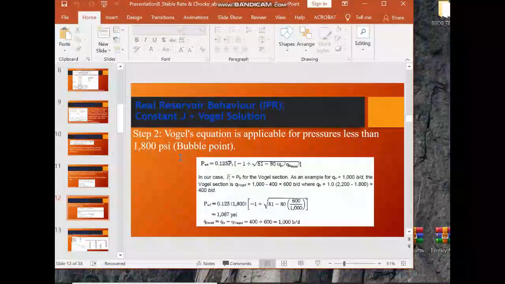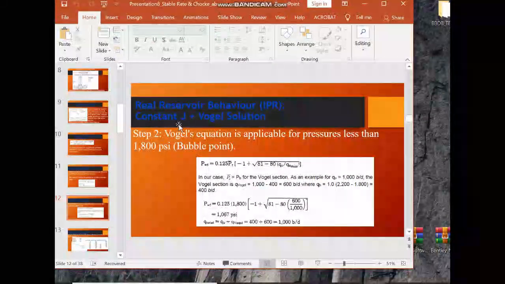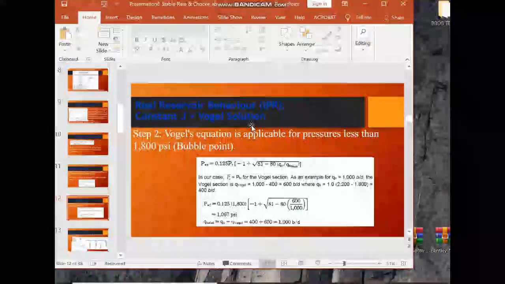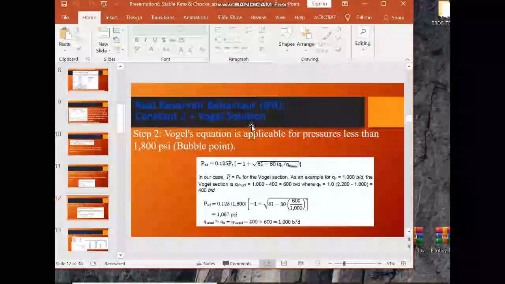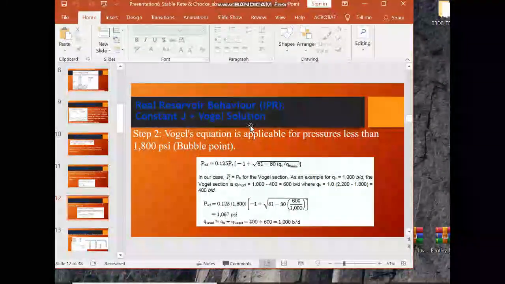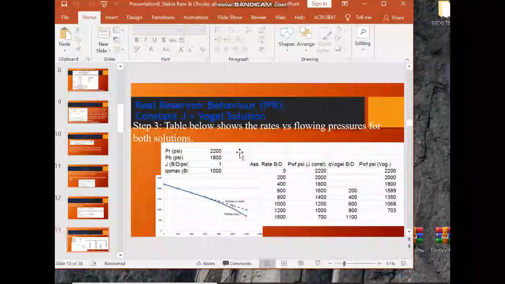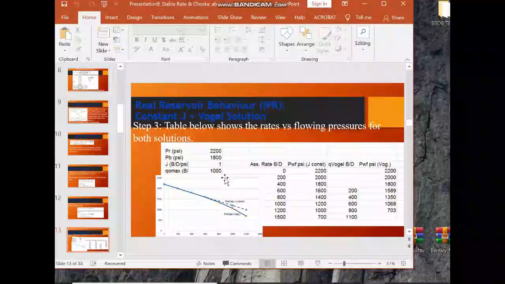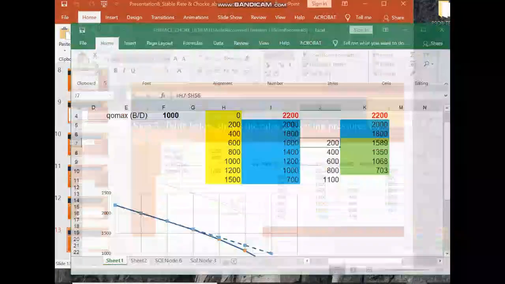So it was about the constant J plus Vogel solution of inflow-performance relationship. That's only the first part towards nodal analysis. So at this point we haven't used nodal analysis, okay? So to show you this Excel, how you can reconstruct it.